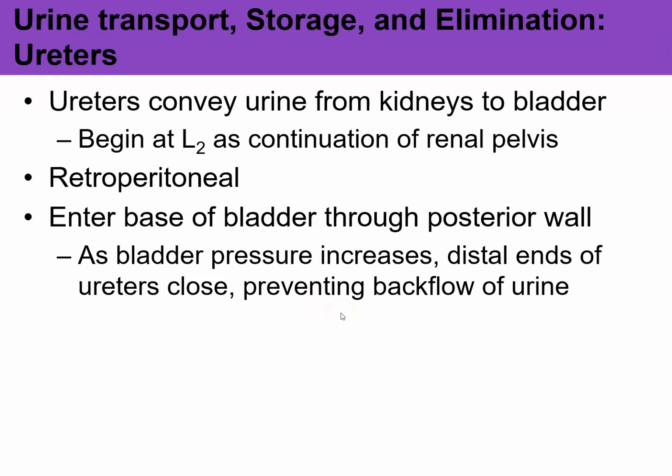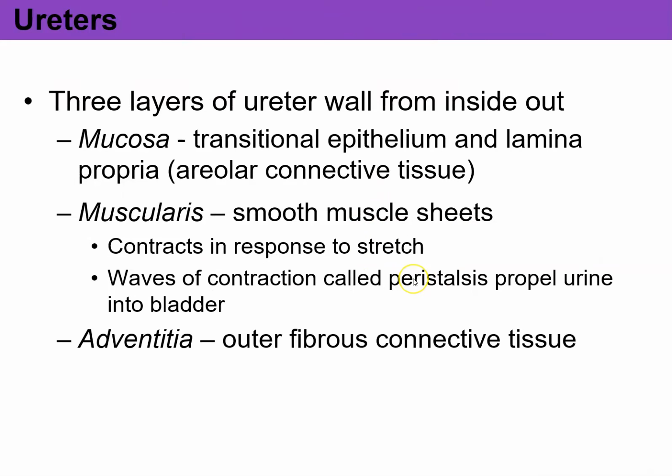Now, as we'll see a little bit later in a picture, the ureters attach kind of to the posterior inferior surface of the bladder. So as the urine begins to fill up, the bladder expands. It's sitting right on those openings from the ureters and kind of squashing them down and closing them off. So there's not back pressure from the bladder pushing back into the kidneys through the ureters.